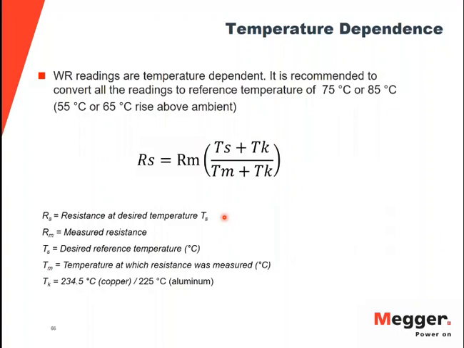As I mentioned, the winding resistance results are temperature dependent. So this is the formula you would use to correct the readings to any common temperature. It could be either 75 degrees C or 85 degrees C. You can see here that Rm is your measured resistance and Rs is the resistance at any desired temperature. It is also very important to pick the right material for the winding, because there is a different constant for copper as opposed to aluminum.